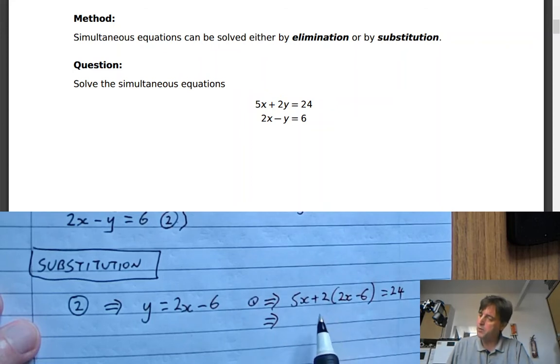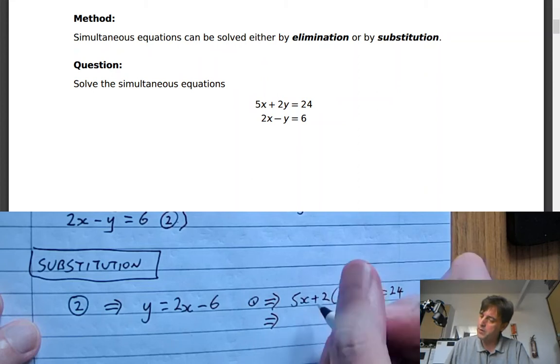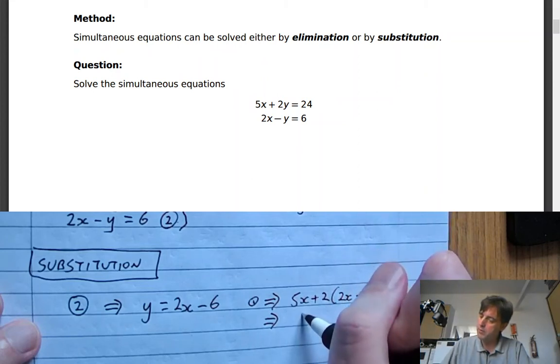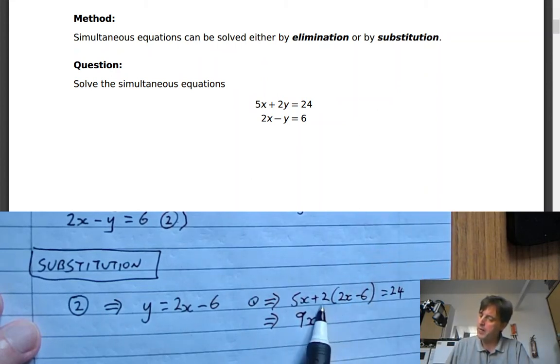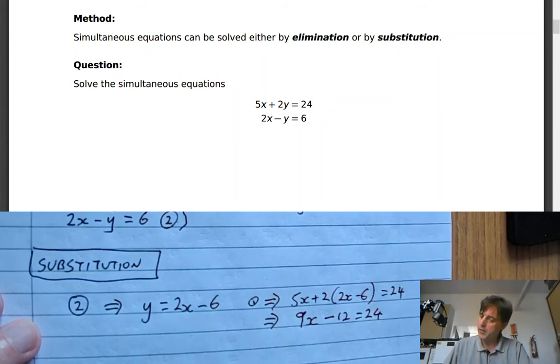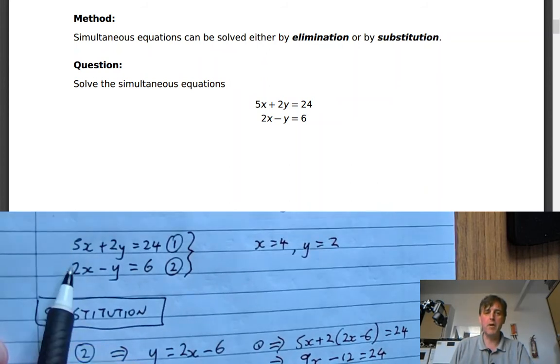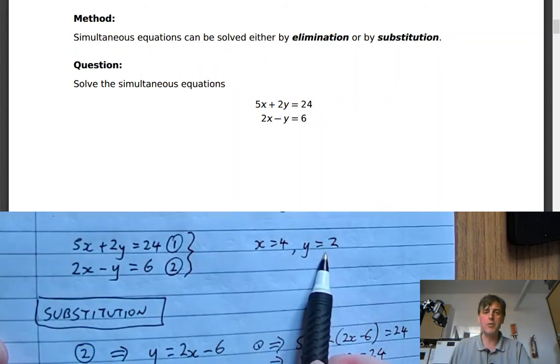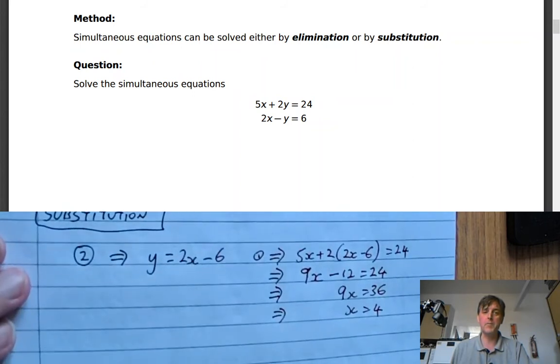Okay, so continuing with this then, I can sort of expand out the brackets and collect the terms. So I've got 5x plus 2 lots of 2x. 2 lots of 2x is of course 4x. So together I've got 9x here. 2 lots of the negative 6 here becomes minus 12. Okay, and then you can see I'm kind of in the same place as I was before. Add 12 to both sides, 9x equals 36, which then takes me to x equals 4. And then I can take that x equals 4 and substitute it back into either of these equations here to get my y value equals 2, just like with the elimination method.